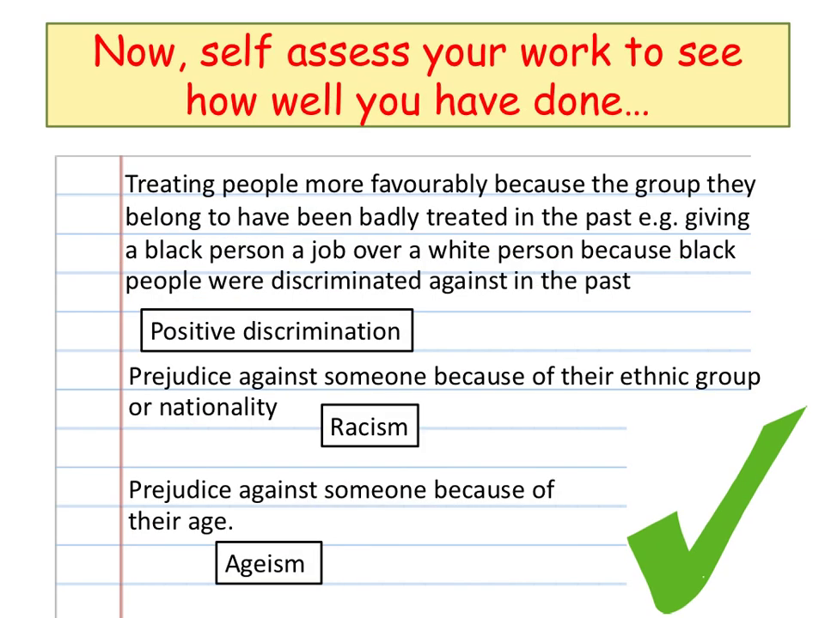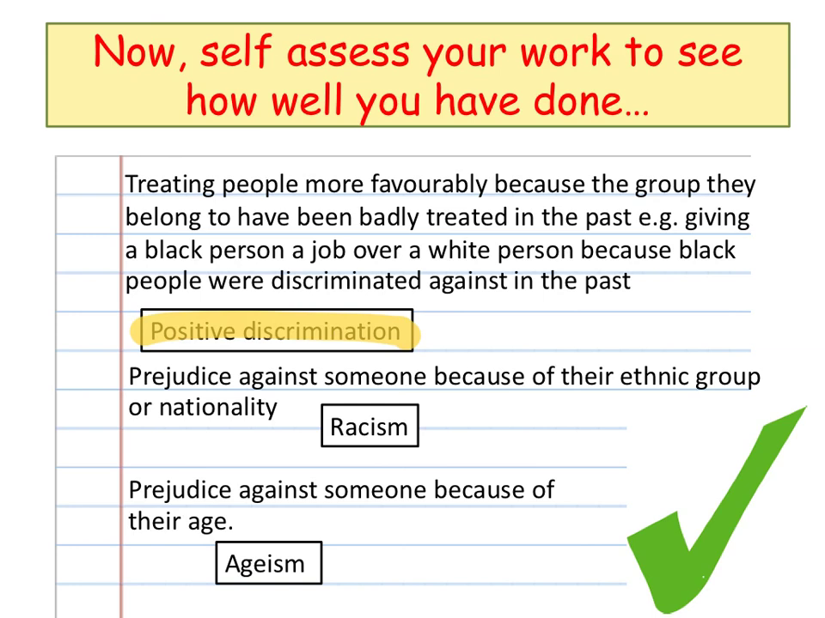Next, treating people more favourably because the group they belong to have been badly treated in the past. For example, giving a black person a job over a white person because black people were discriminated against in the past. This is positive discrimination. Now, positive discrimination we'll look at later on, but there are advantages and disadvantages and reasons why some people think it's a good thing and others think it's a really bad thing.